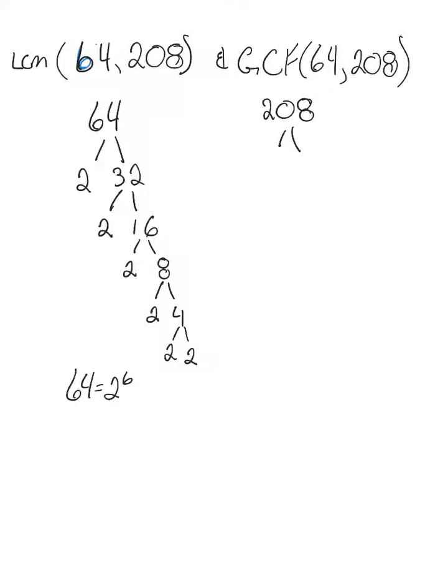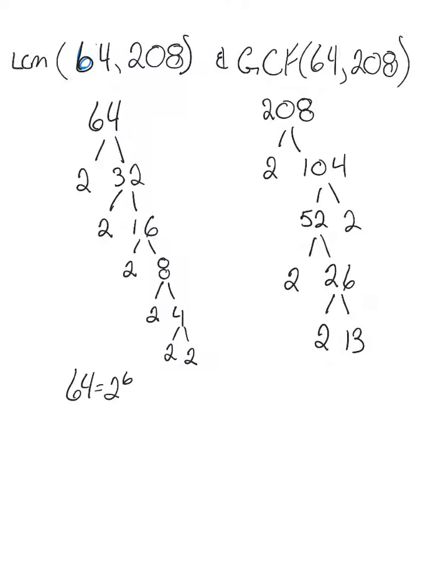And 208 can be divided into 2 times 104, which is 52 times 2, which is 2 times 26, which is 2 times 13, and 13 is prime, so it cannot be subdivided any further. So 208 will equal 2 to the 1, 2, 3, 4, 2 to the 4 times 13.